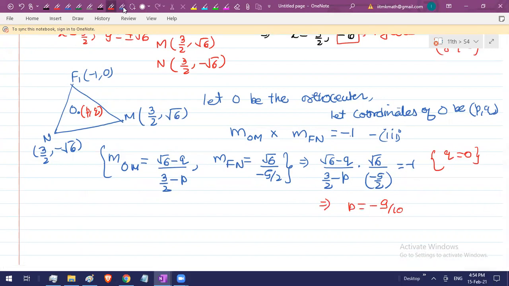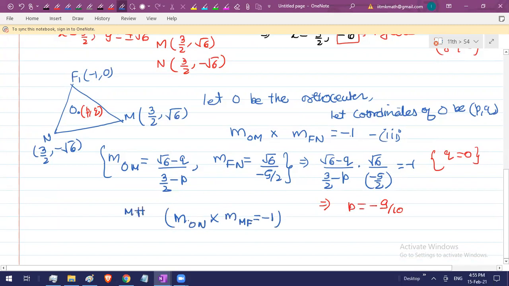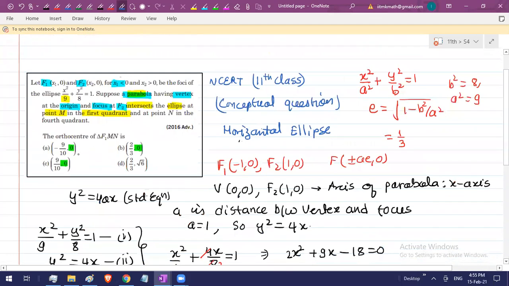Otherwise, if you want, you can make another equation: slope of ON into slope of MF is equal to minus 1. Using this method also you can calculate. But since it is an objective paper, you can take the help of options also. Otherwise, if it is subjective, you can use these two equations and solve them, and definitely you will get the coordinates minus 9 by 10 comma 0. So in that way, you can solve this very easy problem. Okay, thank you.